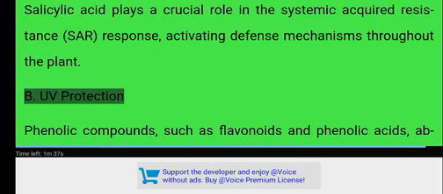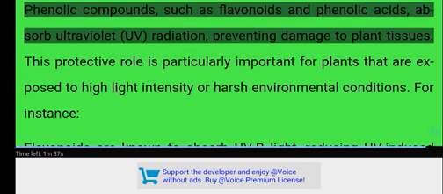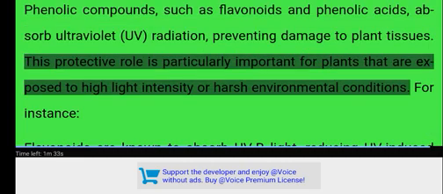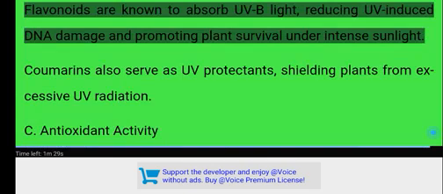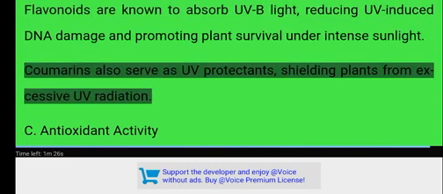the plant. B. UV protection. Phenolic compounds, such as flavonoids and phenolic acids, absorb ultraviolet (UV) radiation, preventing damage to plant tissues. This protective role is particularly important for plants that are exposed to high light intensity or harsh environmental conditions. For instance, flavonoids are known to absorb UVB light, reducing UV-induced DNA damage and promoting plant survival under intense sunlight. Coumarins also serve as UV protectants, shielding plants from excessive UV radiation.